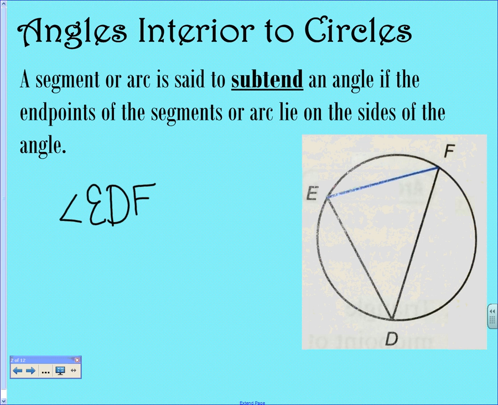So looking at angle EDF, what segment or arc subtends this angle? EF, either arc EF or segment EF. Why do they subtend it? That's where it makes it stop, right? The angle stops here. There are the two endpoints. That's where it stops.